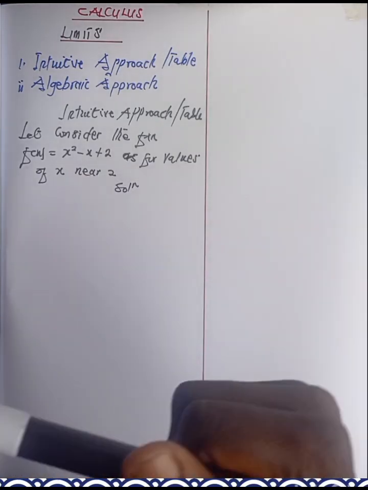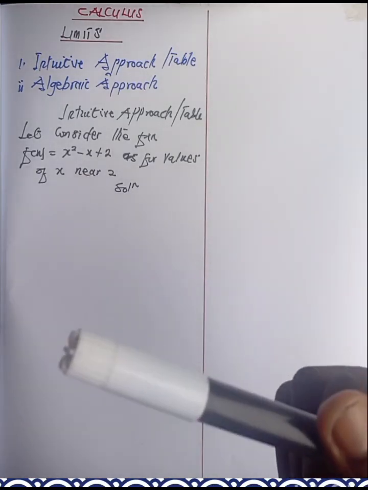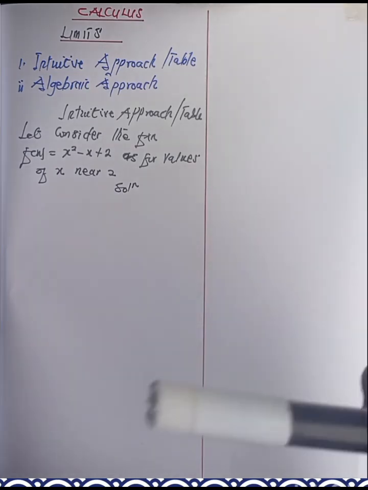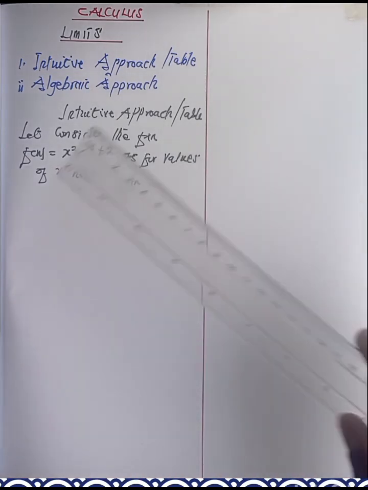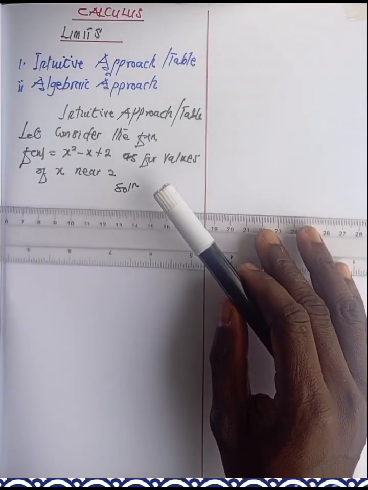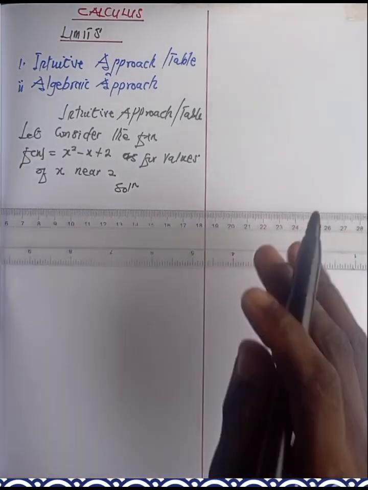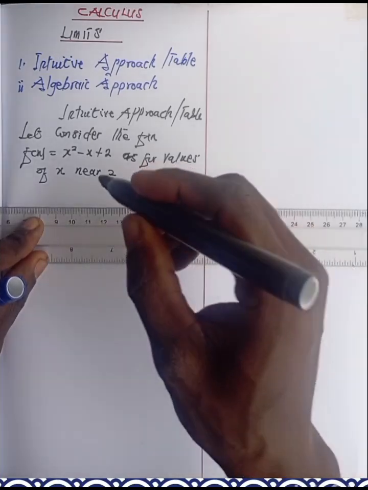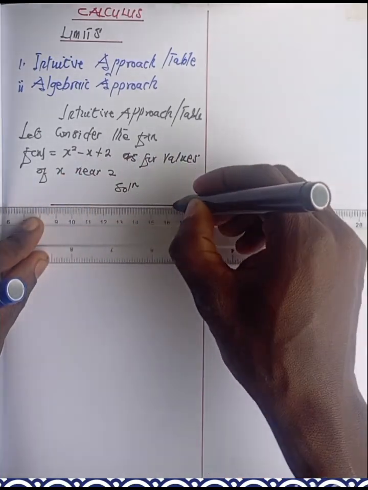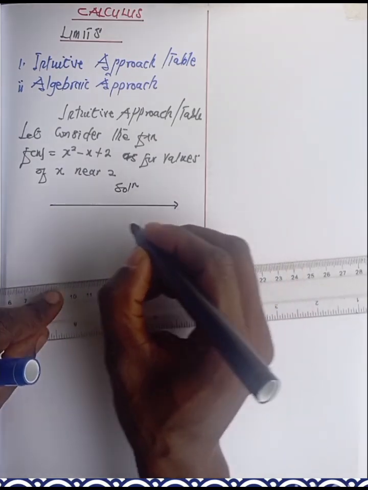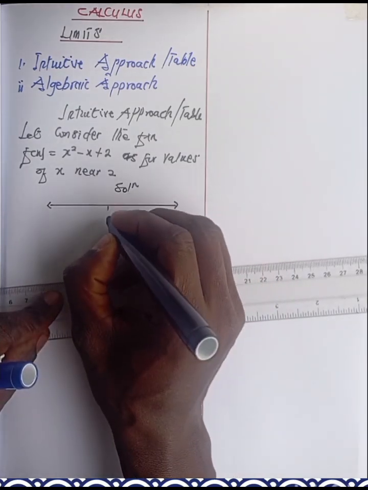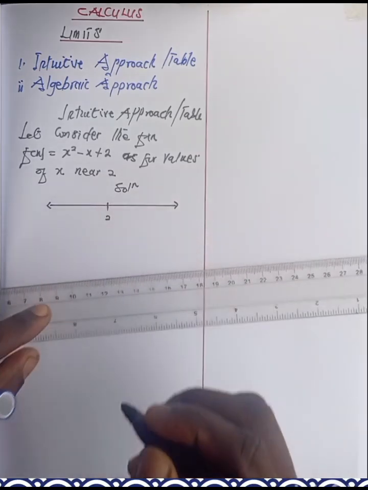For us to get a clearer view of the values of x as it gets nearer and nearer to 2, it will be very appropriate for you to draw your number line. So let's draw the number line, and then locate where 2 can be found on the number line. Let's take it that 2 is here.